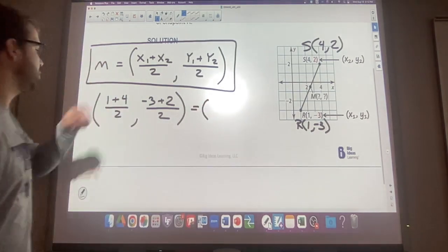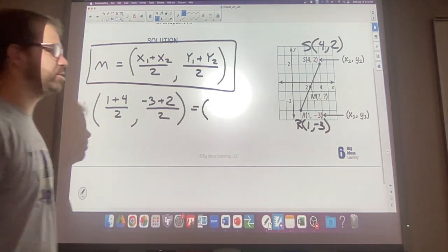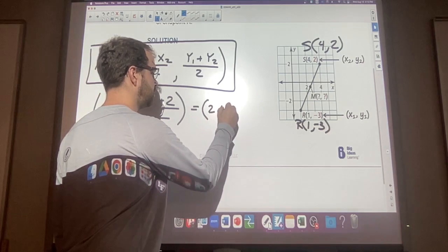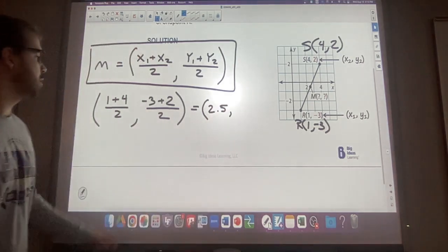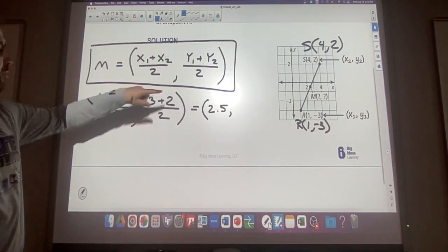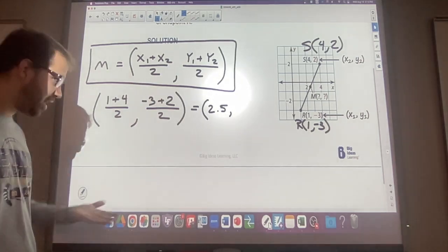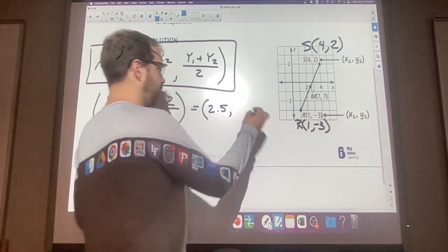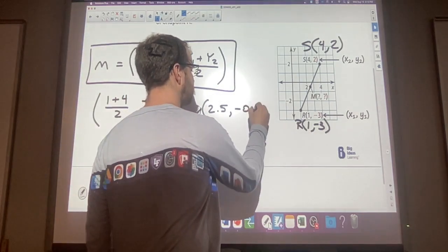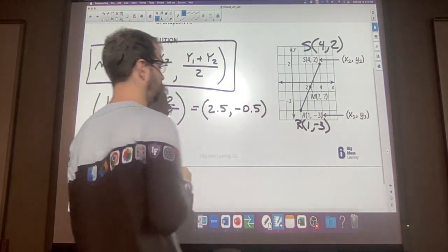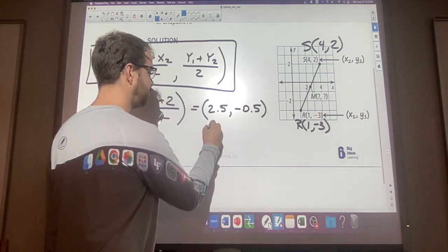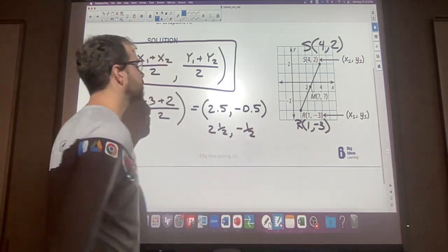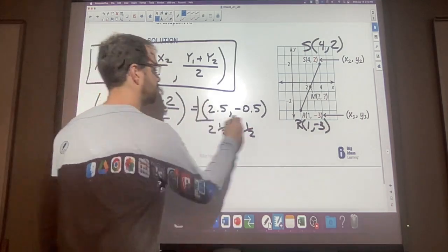Okay, 1 plus 4 divided by 2. So basically 5 divided by 2, well, that's 2.5. So you can say 2.5, that's fine. All right, -3 plus 2, that's -1 divided by 2, well, that's -0.5. So we could write that as -0.5. I'm sure some of you guys wrote this as 2.5 and -0.5. That's the same thing, okay? Anyways, this is our midpoint.